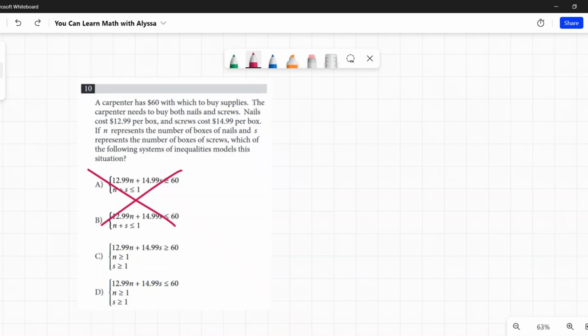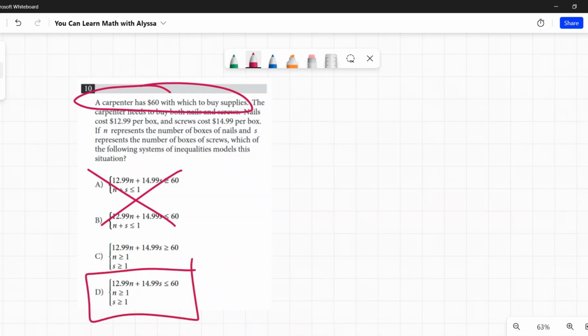Well, what is 60? It says up here he has $60 with which to buy supplies. And we're going to assume he's not putting this on a credit card, that he has this cash. So if he walks up to the cashier with boxes that total greater than 60, is he leaving that store with those boxes? Of course not. He only has $60. They are not going to let him take those boxes out. So it has to be less than or equal to 60 because he's purchasing them and he only has $60. So D is my answer.